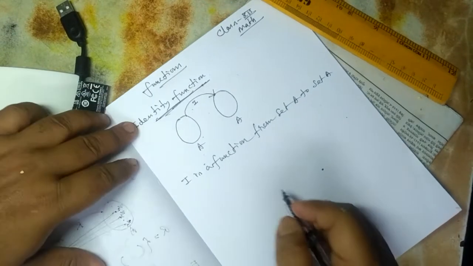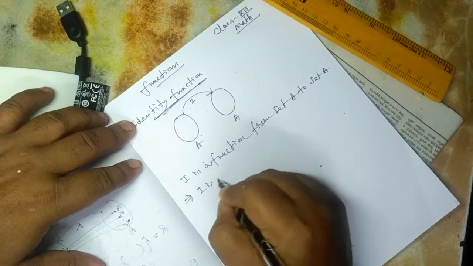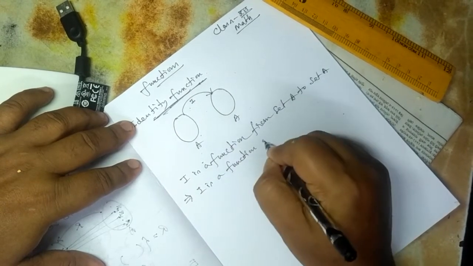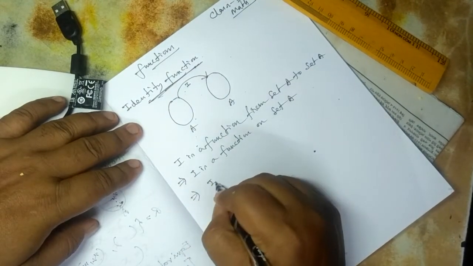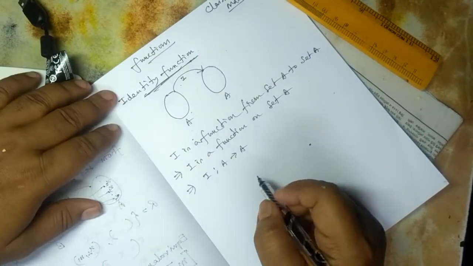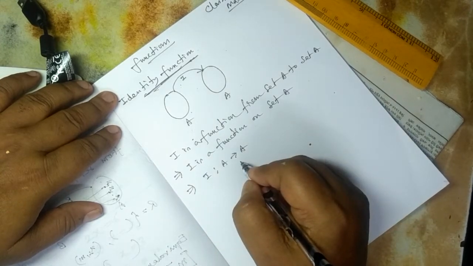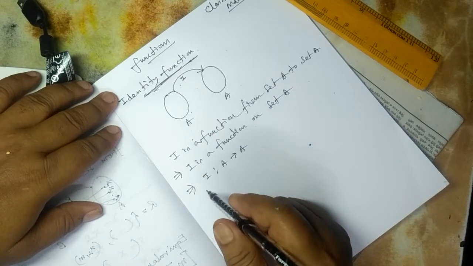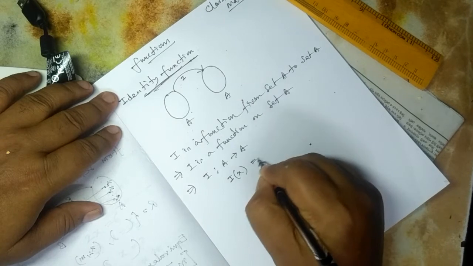It is also called, as you know, that I is a function on set A, such that I of x equals x. Let us say I of x equals x.